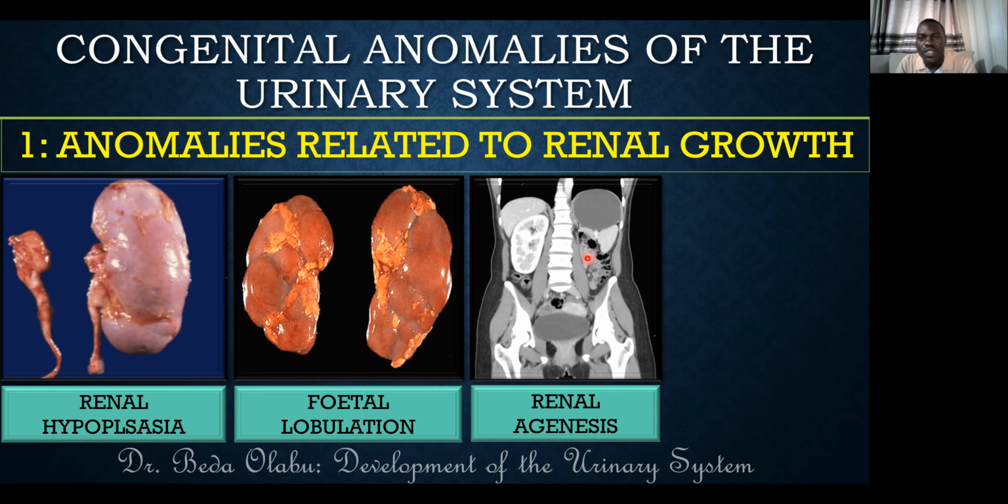If you have bilateral renal agenesis, it may not be compatible with life. But unilateral renal agenesis is compatible with life. Someone can survive without one kidney, but you cannot survive without both kidneys unless you do dialysis.